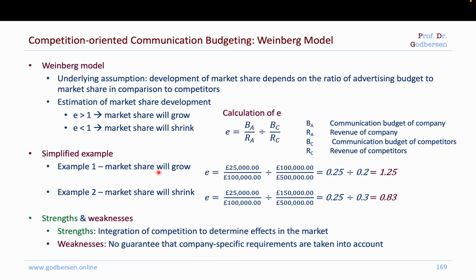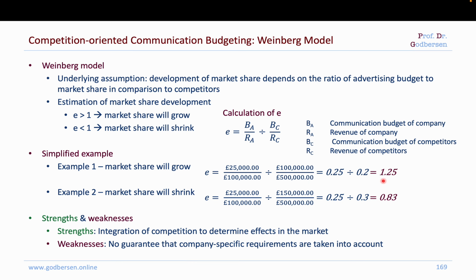Let me give you an example for when the market share will grow. Assuming we have an advertising budget of £25,000 and we have a revenue of £100,000. Our competitors have an advertising budget of £100,000 and revenues of £500,000. If we calculate this, the first term will come to 0.25 and for competitors to 0.2.